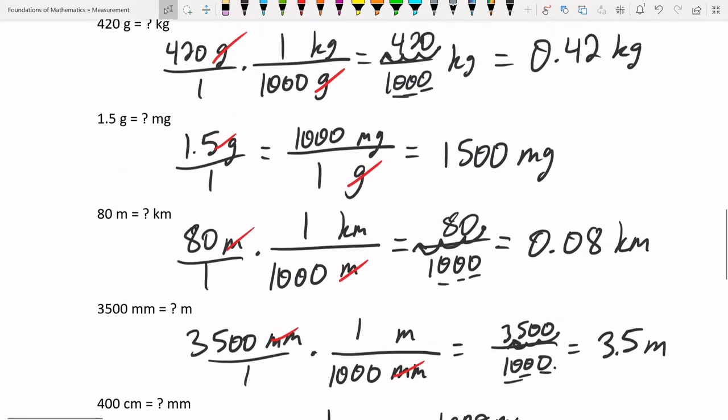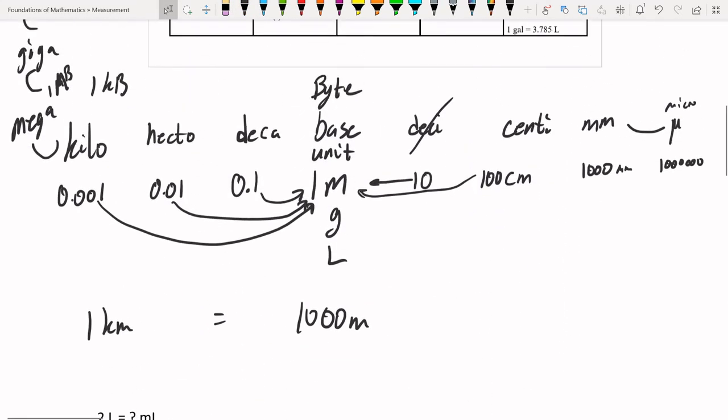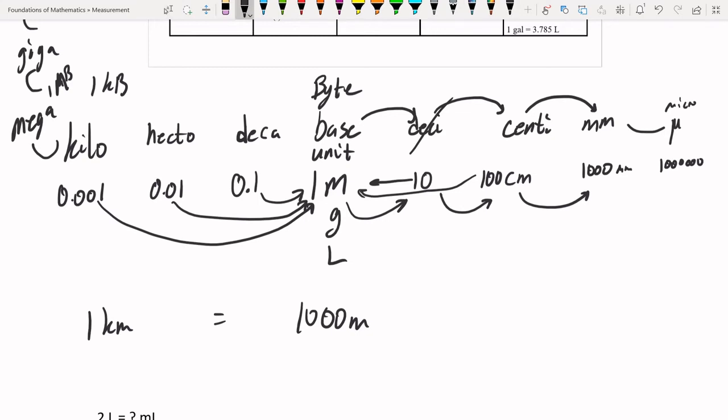If I go back up to the baseline unit measurement here, there's 10 decimeters in a meter. There's 100 centimeters in a meter. There's 1,000 millimeters in a meter. Between each step, though, it's only a 10 times difference. So a centimeter is 10 times as big as a millimeter. A decimeter is 10 times as big as a centimeter. A meter is 10 times as big as a decimeter. A decameter is 10 times as big as a meter, and so on and so forth.